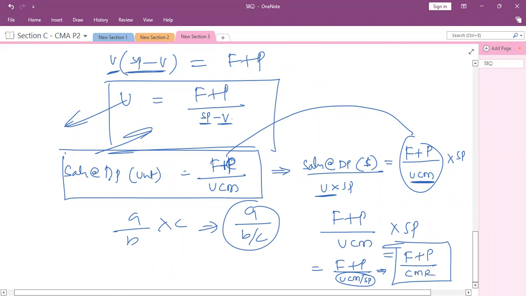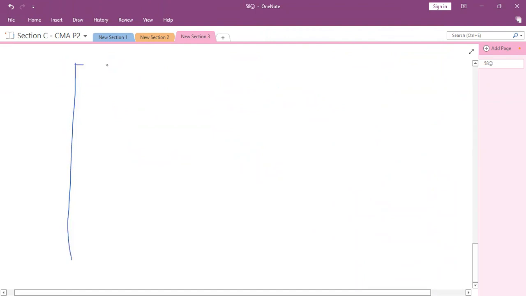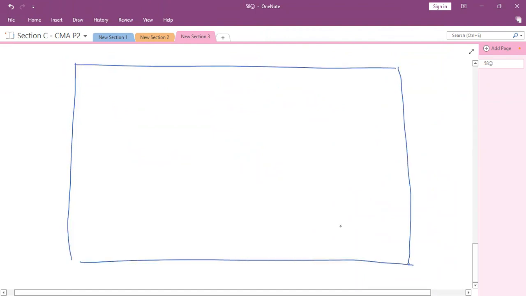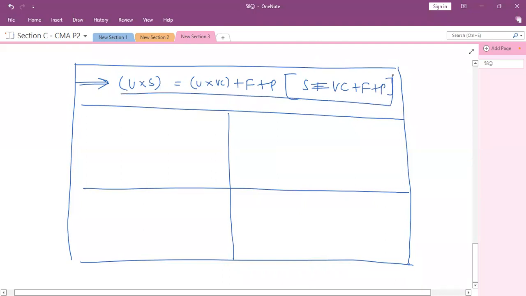Is this clear to everyone, or do you have any doubt? Clear, sir. So what we learned until now? Sales is equal to units into selling price, variable cost, fixed cost plus profit. This is nothing but sales is equal to, this is the golden equation.